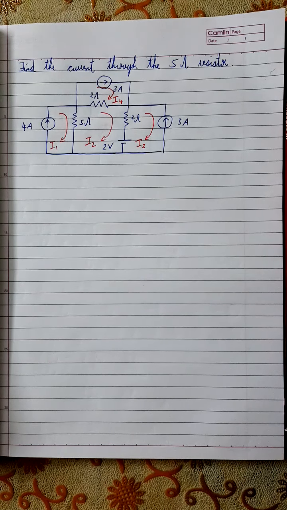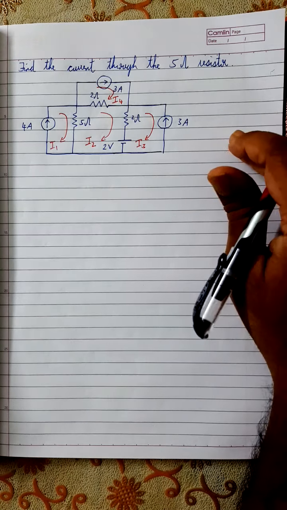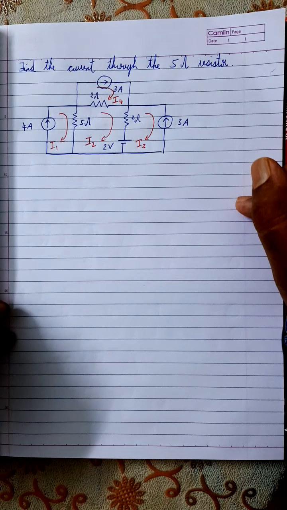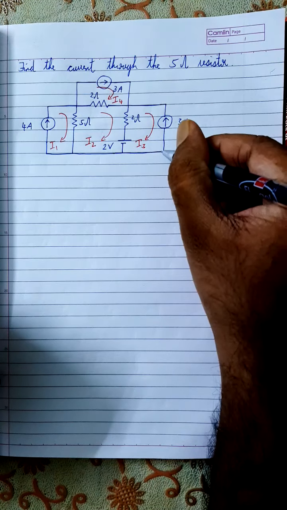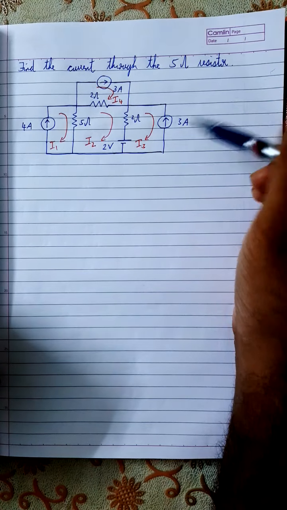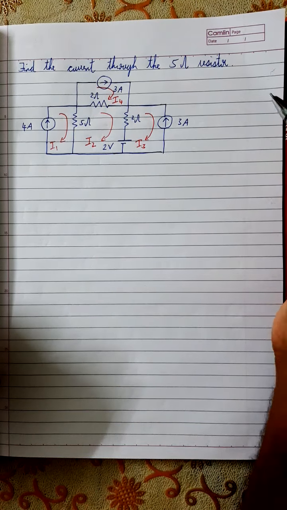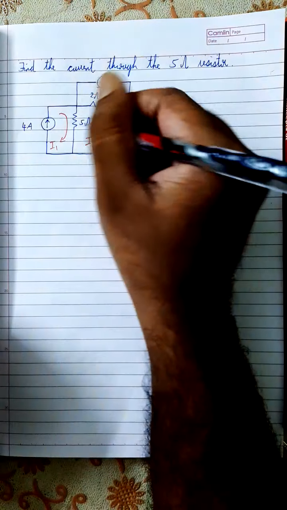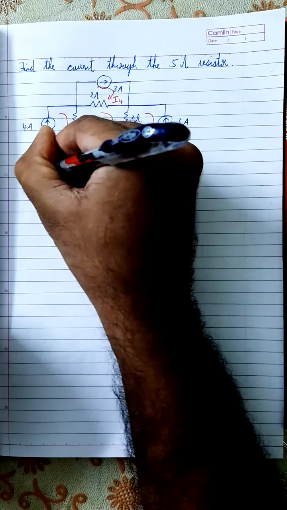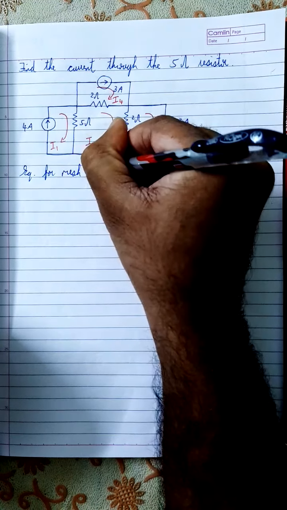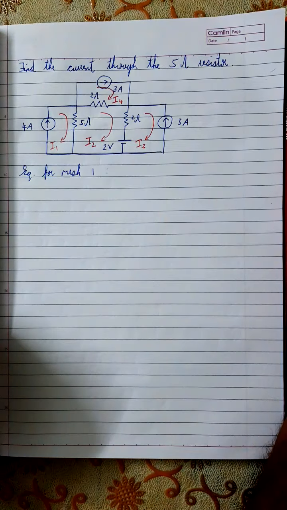So now I'm going to apply my mesh analysis to each and every mesh. Right now itself you can already understand this question is very easy because there are a lot of current sources on the side branches. So let's do this problem. First I'll write the equation for mesh 1.